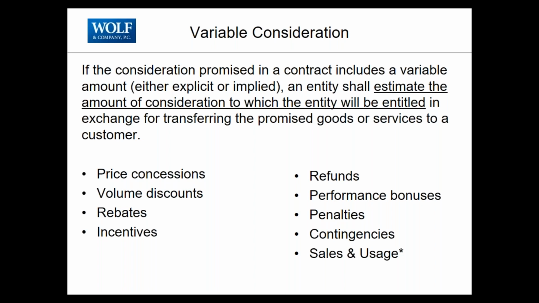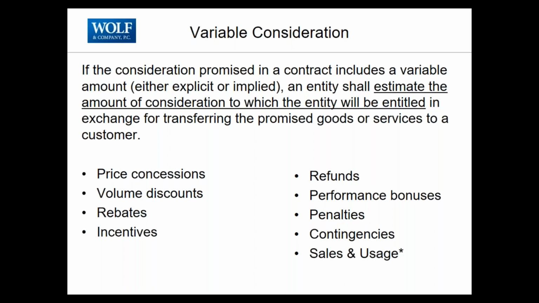Before I dive into the examples, I wanted to make one small point here. I added sales and usage here with an asterisk on the slide. This is because for software licenses that fall under the license of IP guidance, remember these are your on-premise licenses, you'll need to review the guidance within the license of IP subsection rather than regular variable consideration guidance. That's because there are special rules for sales and usage licenses which defer revenue recognition to the later of the sale or usage or when the performance obligation has been satisfied.